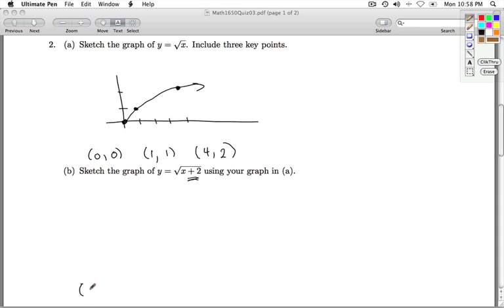So the point 0, 0, I subtract 2 from the x value. That gets me to negative 2, 0. The point 1, 1, I subtract 2, negative 1, 1. 4, 2, I subtract 2, gives me 2, 2. I'm going to graph these points. Negative 2, 0. Negative 1, 1. And 2, 2. And I connect these with that half a parabola shape. And so we've taken this graph and shifted it to the left 2. And that'll do it for number 2.